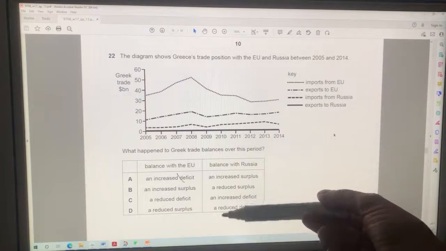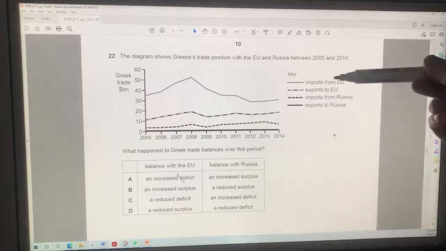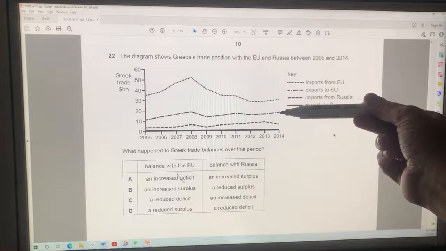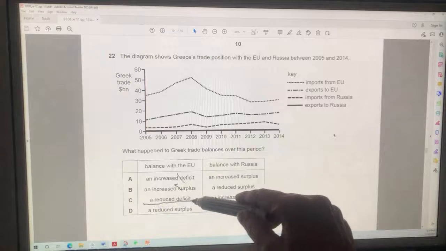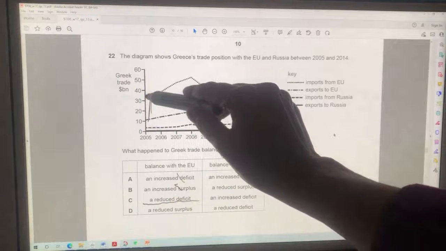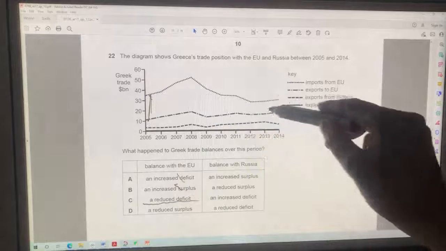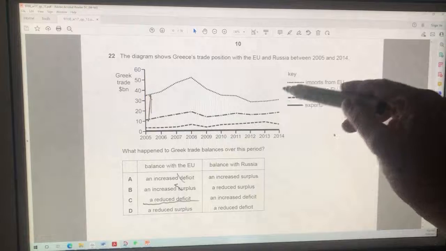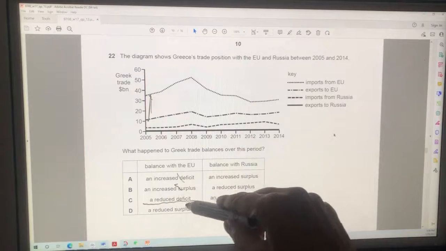Well, no, there's not a surplus because they are importing more from the EU than they export to the EU. So it's not an increased surplus, but it is a reduced deficit, right? The deficit was here from about 12 to 35, so I'd say a 23 deficit there. And here the deficit is about 15. So C, and let's check. Looks like C is the answer.